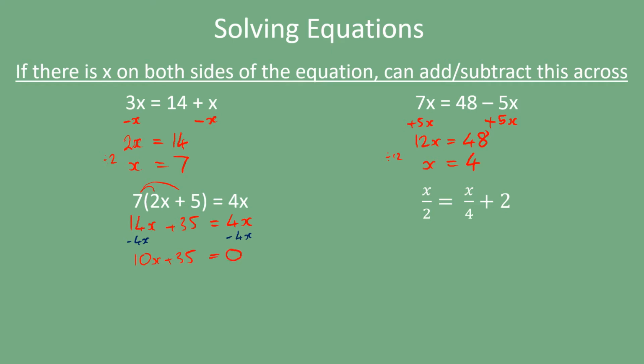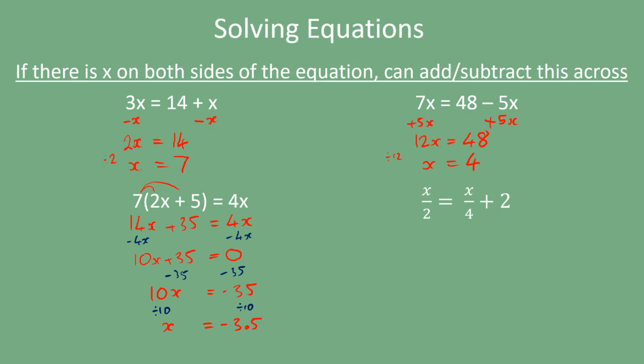And then we're not going to divide straight away because this doesn't say 10x equals anything. We're going to have to move that 35 across to the other side. So we'll get 10x is minus 35. Final step would be to divide, obviously, by 10, and that'll give us that x is minus 3.5.